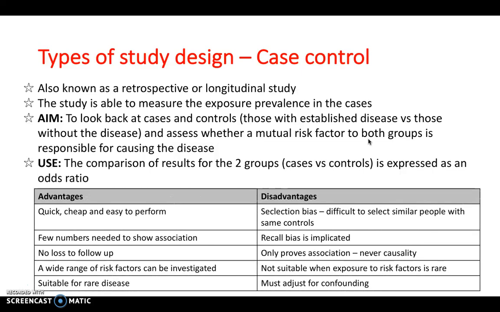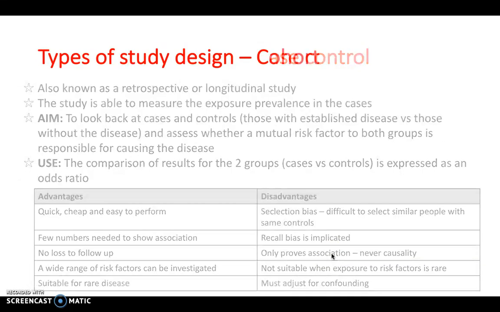The advantages of a case control study is that they're quick, cheap and easy to perform, and actually you don't need many people a part of it to show an association between the risk factor and the disease. On the other hand, they are subject to selection bias and recall bias. For example, it's difficult to select people with similar controls and a mutual risk factor. And again, it only proves association. It proves association between a risk factor and disease, but it doesn't prove causality.